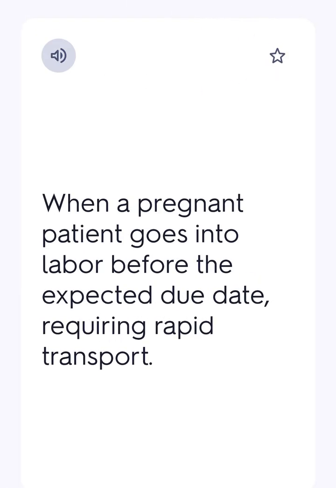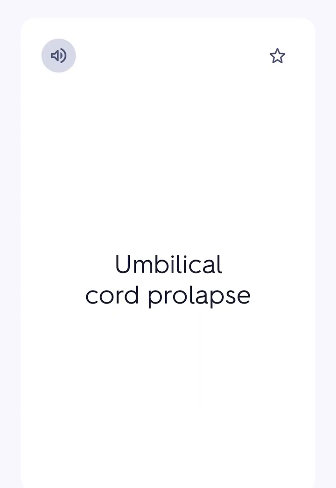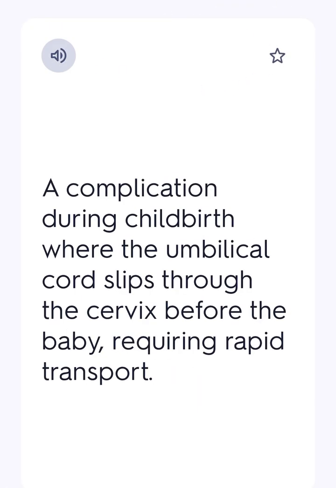Premature labor. When a pregnant patient goes into labor before the expected due date, requiring rapid transport. Umbilical cord prolapse. A complication during childbirth where the umbilical cord slips through the cervix before the baby, requiring rapid transport.